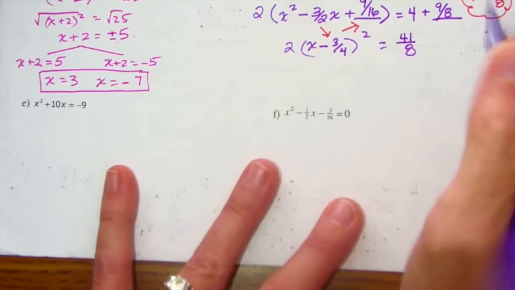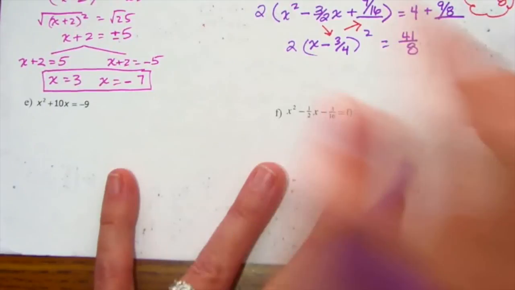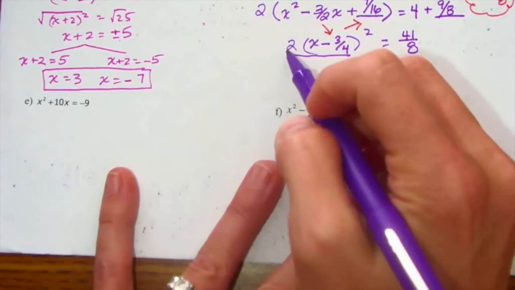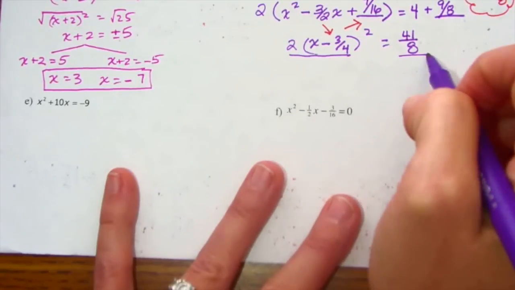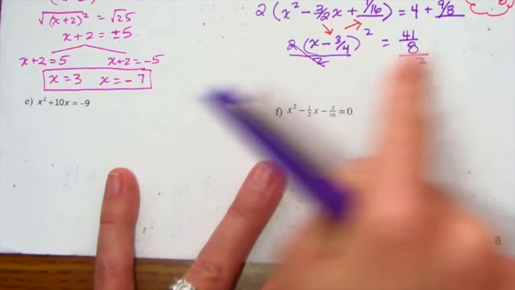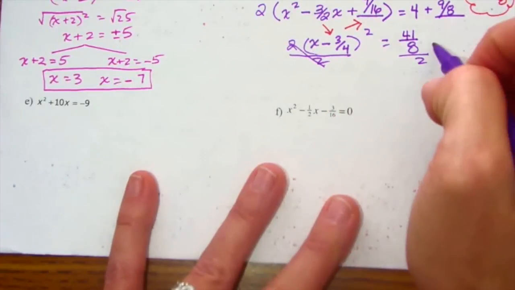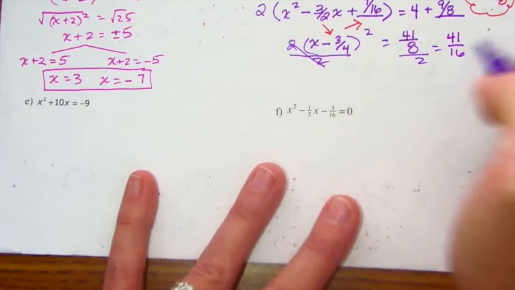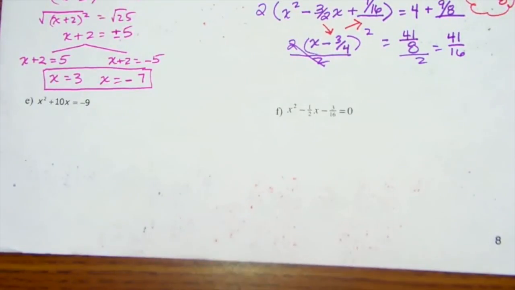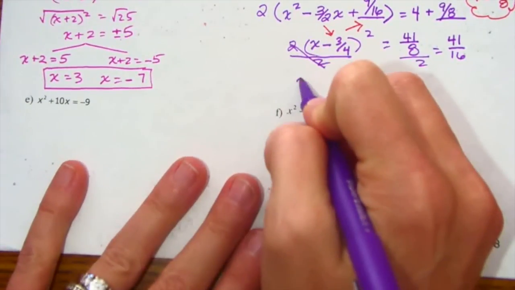All right? Before we take the square root of both sides, it's going to be helpful to remove this coefficient of our binomial squared term. And again, when you divide a fraction by 2, you're really just multiplying the denominator. So this becomes 41 over 16. And now we can go ahead and take the square root of both sides. When we take the square root of the binomial squared, we're left with x minus 3/4.